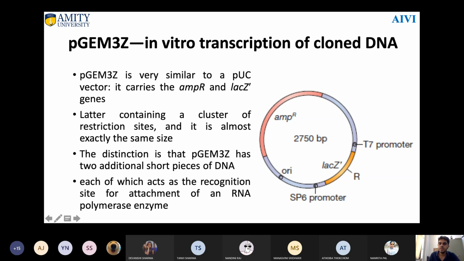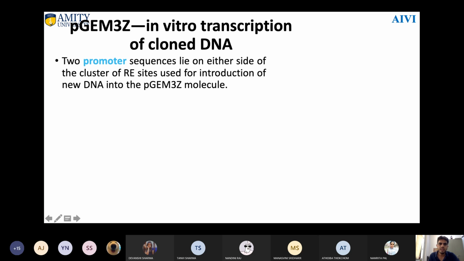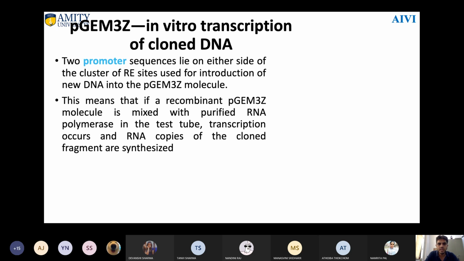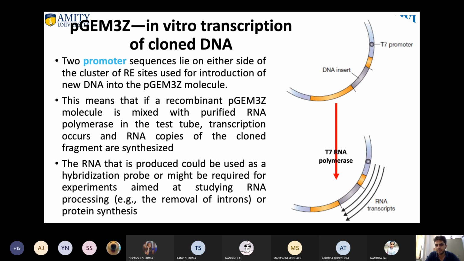Okay, so for a few more points, we can talk about this pGEM3. Two promoter sequences lie either side of the cluster of restriction sites, which leads to insertion of new DNA. Depending on which direction you want to insert, you can choose. This means a molecule is mixed with purified RNA polymerase in a test tube. Transcription occurs and RNA copies of the cloned fragment are synthesized. The RNA produced could be used as a hybridization probe or might be required for experiments studying RNA processes. So this is what is going to occur in it.